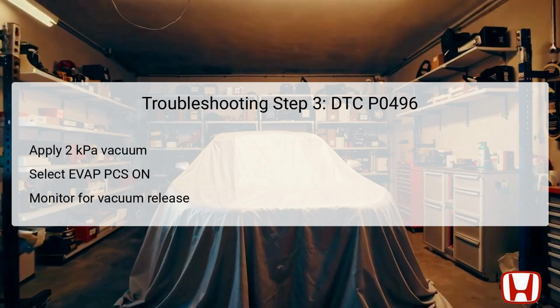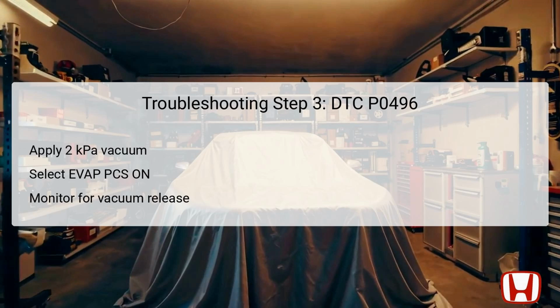Once the vacuum is applied, switch back to the HDS and select the EVAP PCS on option, which should re-enable the function of the purge valve. Observe the behavior of the vacuum gauge closely.